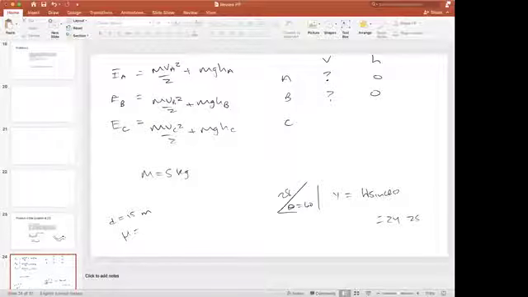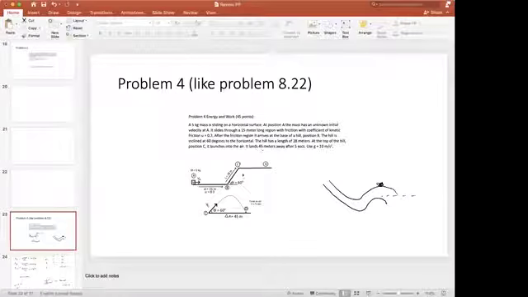24.25 meters. That's how high it went up. That's the change in potential energy of gravity. So you need to know it.